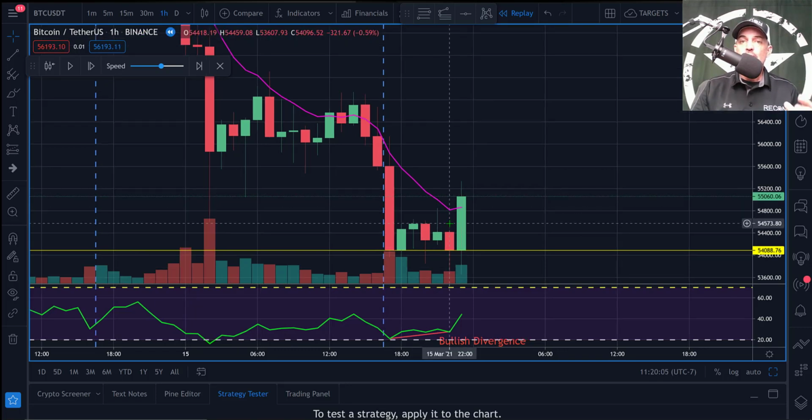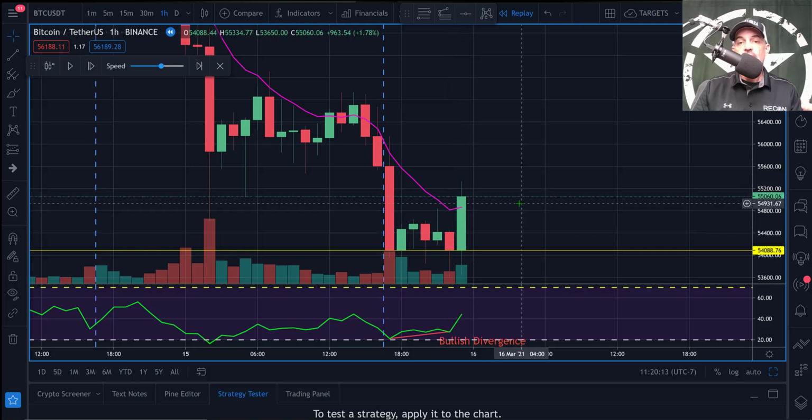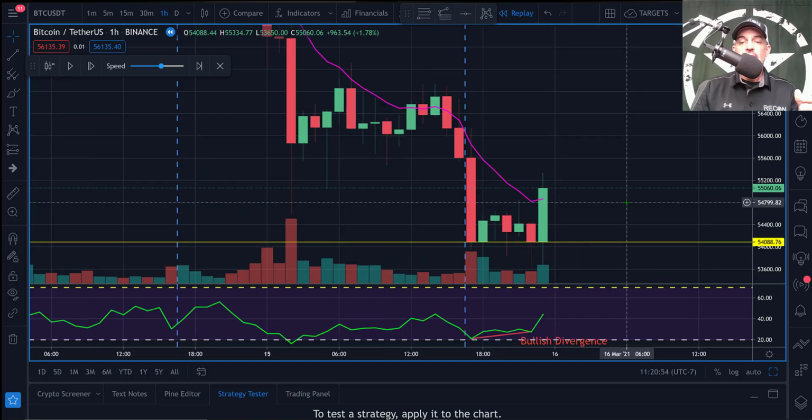And so what we're looking for after the double tap is this large printed reversal candle. And in this case, it does actually close above the 9 EMA. So right there are two confirmations. We get the large printed reversal candle, and we get the close above the 9 EMA. And to take it a step further, we also have bullish divergence on the RSI.